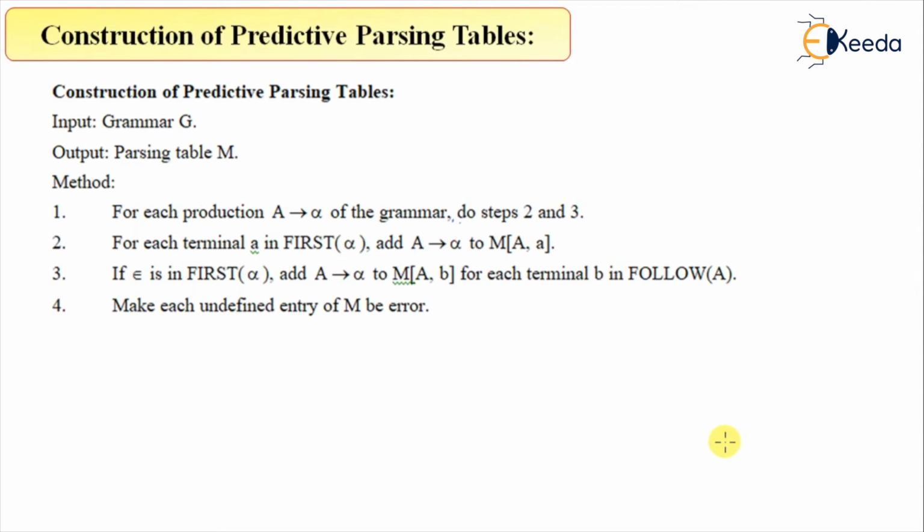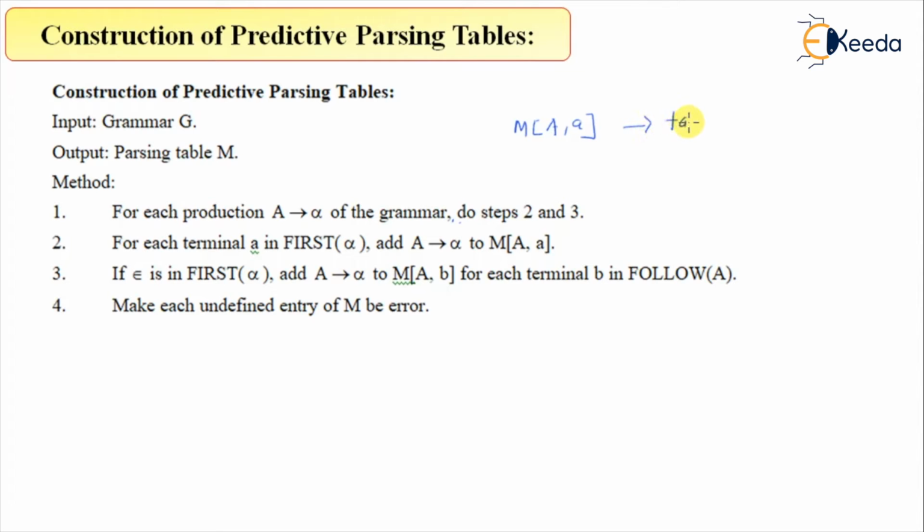Hi everyone. The next thing that we are learning here is the construction of predictive parsing table. We have already seen the model on which this top-down, non-recursive predictive parser works. Every time there is a pair, non-terminal and terminal, M[A, a], it always consults this table, and that table is nothing but the predictive parsing table.